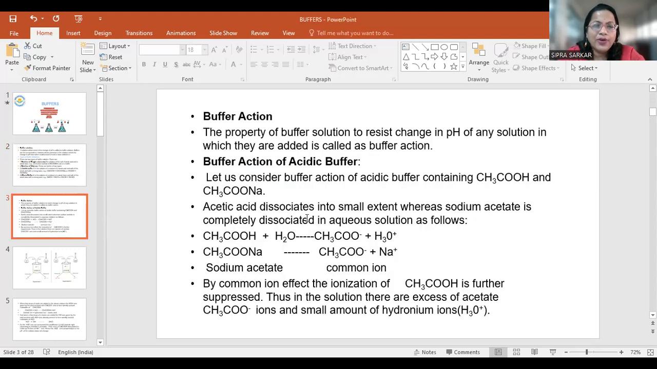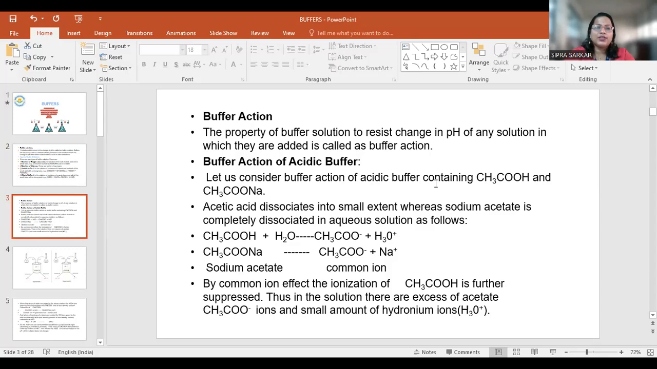Now going to the buffer action. The property of the buffer solution to resist the change in pH of any solution to which it is added is called buffer action. Whenever a solution is added to the buffer solution, only a small amount of pH is changed, or it resists the change of pH. That is known as buffer action. So how is the action provided?